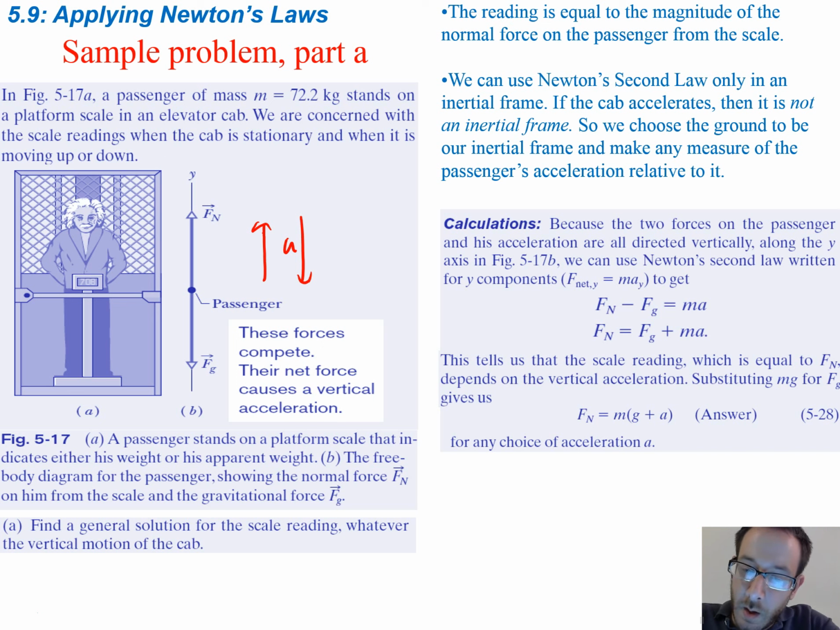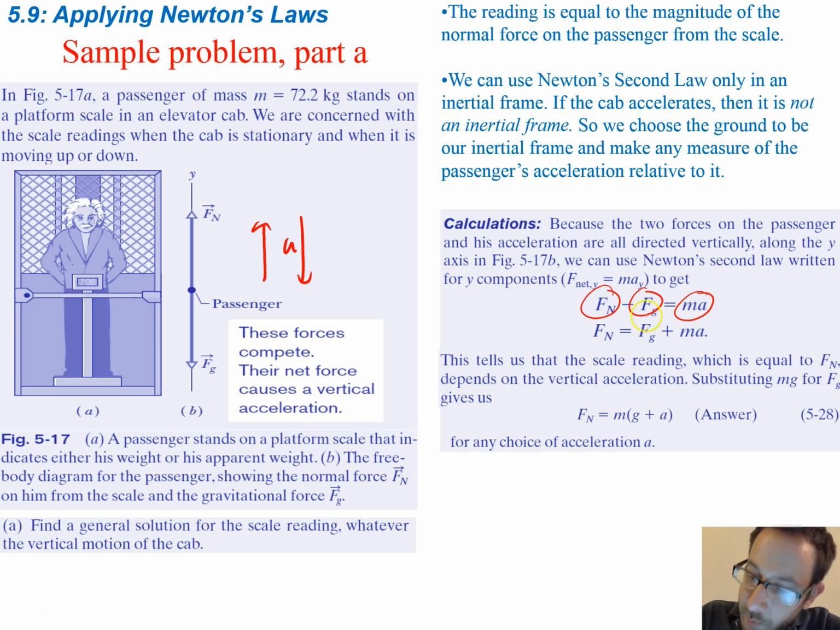All right, so we're doing all of our measurements as if we were observing this from the ground. Okay, so because the two forces on the passenger and his acceleration are all directed vertically along the y-axis, we can use Newton's second law for the y components. Doing so, we sum all the forces. We have the normal force minus the force of gravity, right? Normal force is up, gravity is down, and then that's equal to mass times acceleration.